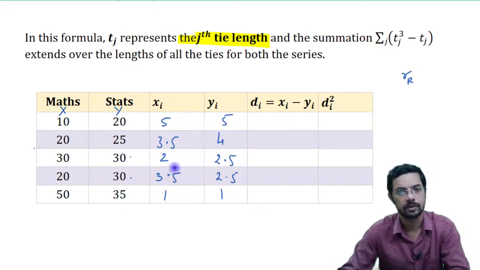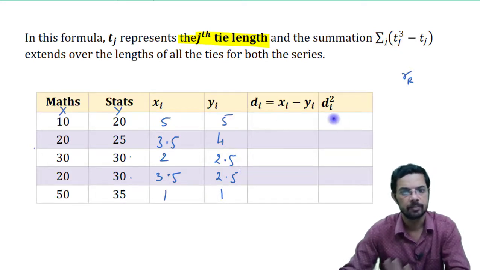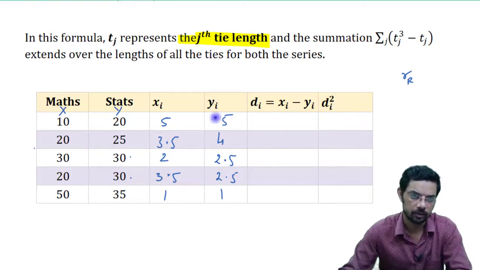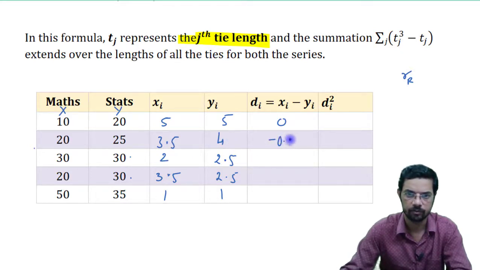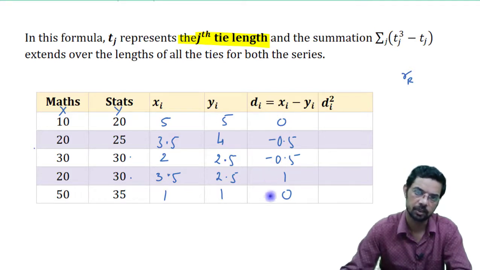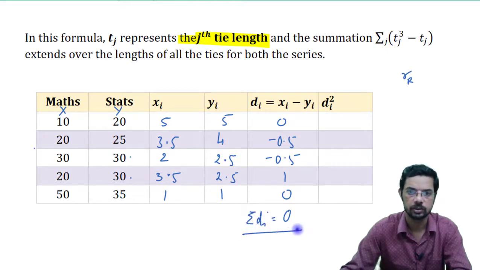Now as usual, once we have the values xi, yi's, we will be calculating our di square, and then finally sigma di square. Let us see. 5 minus 5 is equal to 0. 3.5 minus 4 is equal to minus 0.5, and 2 minus 2.5 is again minus 0.5. Here we have 3.5 minus 2.5, which is 1. This is 0. Now we should observe that the sum of the differences between the ranks, sigma di, should always be equal to 0. Otherwise, we may have made some mistake somewhere.